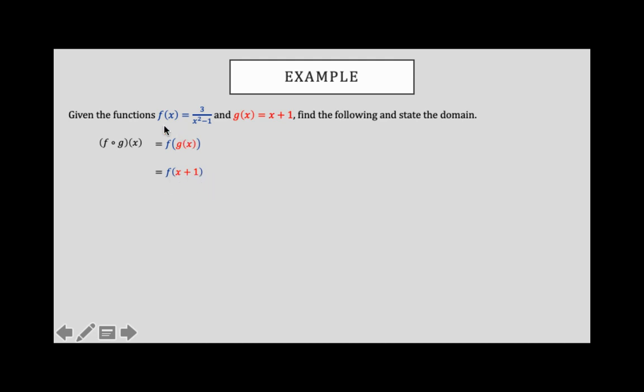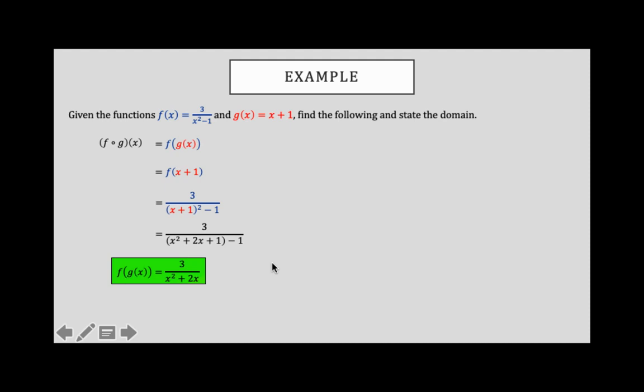That means I'm going to go to my function f of x, and I'm going to replace every single x in f of x with the quantity x plus 1. Put it in parentheses. That gives me 3 divided by the quantity x plus 1 squared, again replacing x with x plus 1, minus 1. Okay, we can do some algebra to simplify now. Expanding this quantity x plus 1 squared, that leaves us with x squared plus 2x plus 1 minus 1, which gives us our final answer. f of g of x is equal to 3 divided by x squared plus 2x.